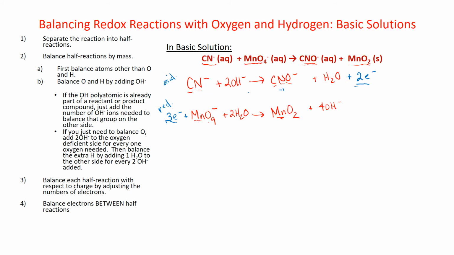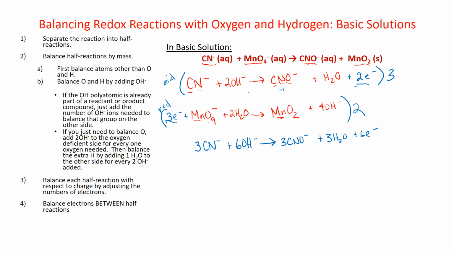We'll do that by multiplying everything in that first half reaction by 3 and everything in the second half reaction by 2. Just remember you have to multiply those whole number values by everything, not just the electrons. So I'm going to rewrite these down below so that I can see those new coefficients on everything. So that becomes 3 of my cyanides plus 3 times 2 is 6 hydroxides. And now I have 3 cyanates, CNO-, and 3 waters, and 6 electrons.